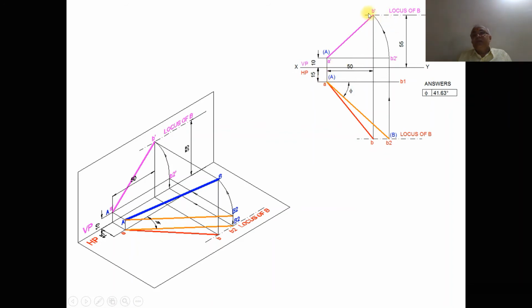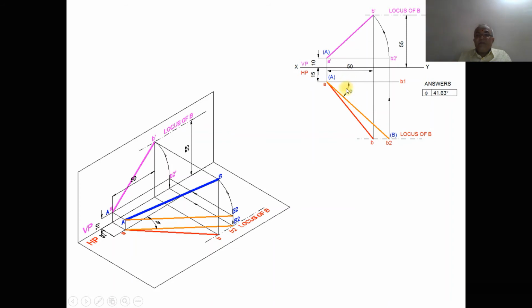Once you have the front view, you draw an arc so that both a dash and B2 dash are above HP by 10 mm. Obviously that line will be parallel to HP, so you get the true length in HP. From B2 dash you draw a vertical projector such that it cuts the locus of B in the top view. You mark this point as small b2, then you join AB2 with a line a little bit thicker than the XY line, and since it is parallel to HP, you mark this as the true length, which will be capital A and capital B.